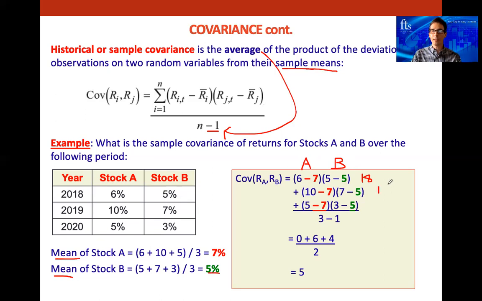But in 2019 over here, we can see how A deviated from its mean? It did 10, and B did 7. And then in 2020, what's the deal? What happened in 2020? Stock A did 5, and stock B did 3. So how were they deviating from the mean? So this numerator is rather hectic. We sum up all those deviations and we divide by the number of periods, the 3 less the 1, and there we get 5.